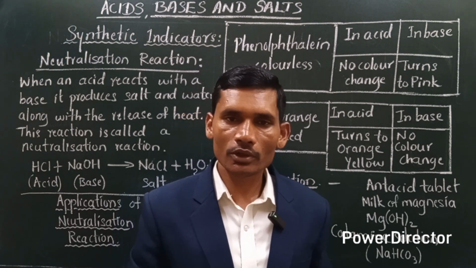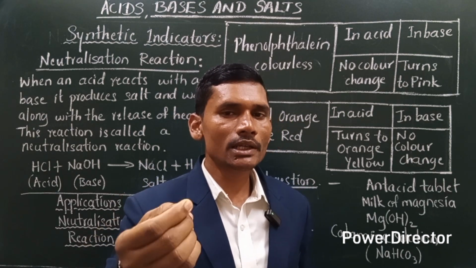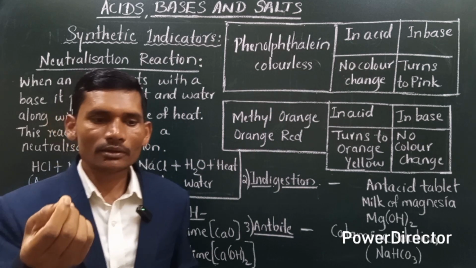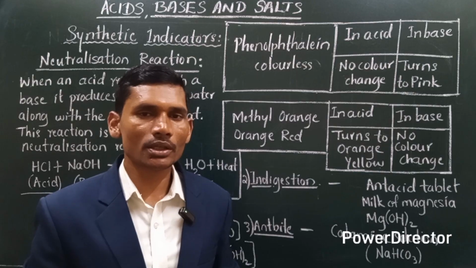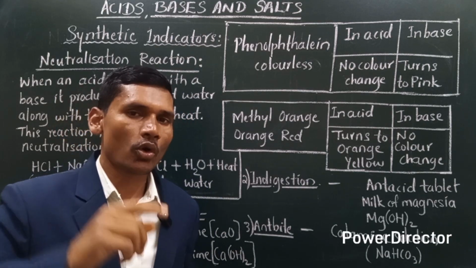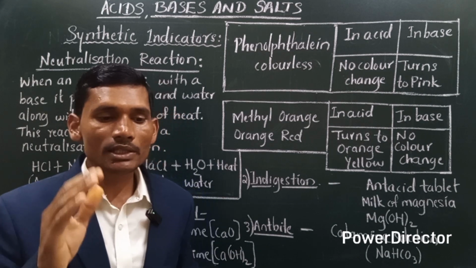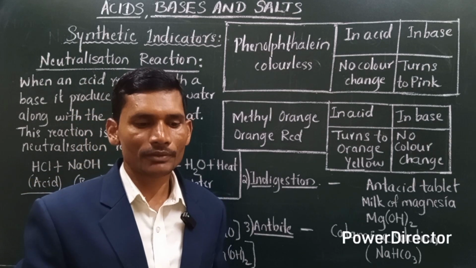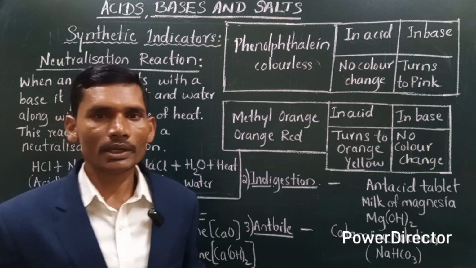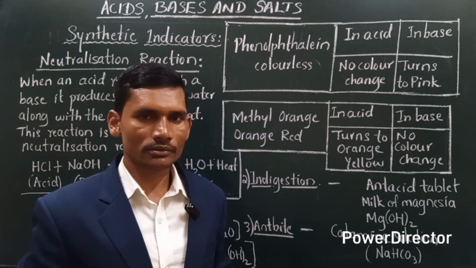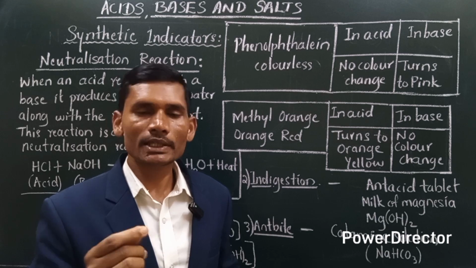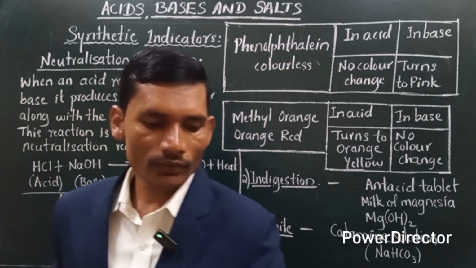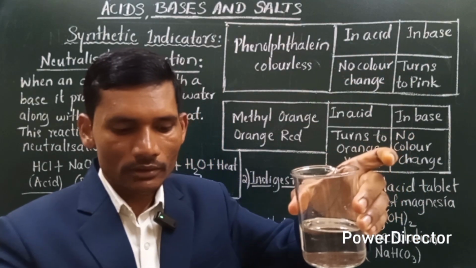When salt and water are produced, along with that there is a little evolution of heat, that is, release of heat. Whenever acid and base react with each other, a little amount of heat is evolved. That is why this type of reaction is called a neutralization reaction. It is very simple. When an acid reacts with a base, it produces salt and water along with the evolution of heat. This reaction we call a neutralization reaction.